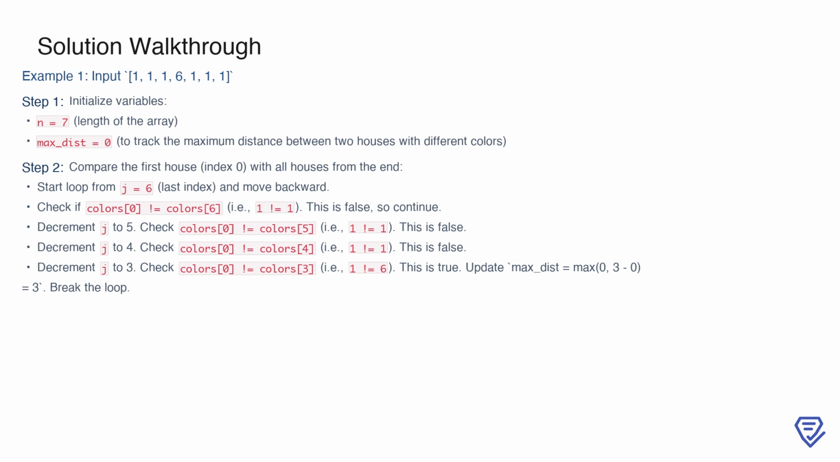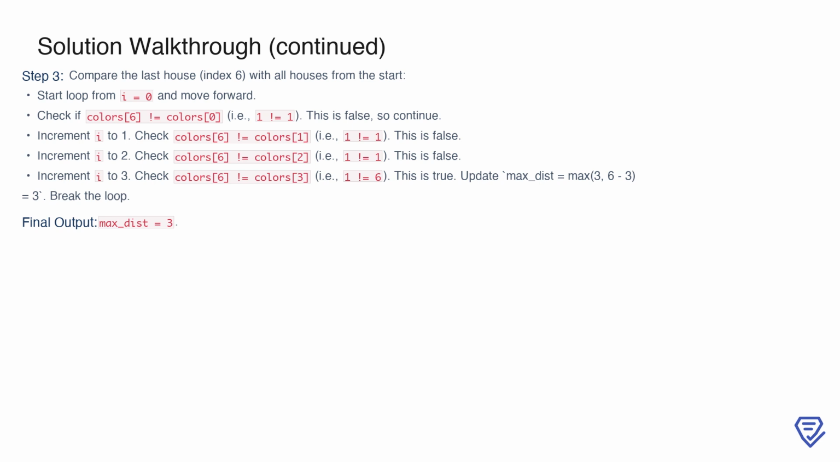Now, we compare the color of the last house, located at index 6, with the colors of all houses starting from the first house and moving forward. We begin the loop with i=0 and check if colors[6] is not equal to colors[0]. Again, both are 1, so the condition is false, and we move to the next house by incrementing i. This continues until we reach index 3, where colors[6] is 1 and colors[3] is 6.